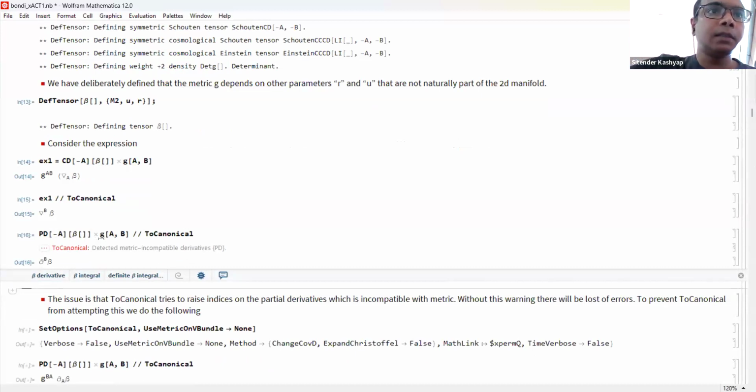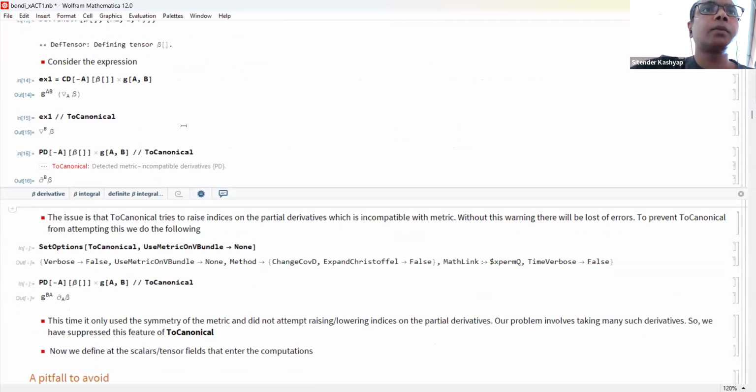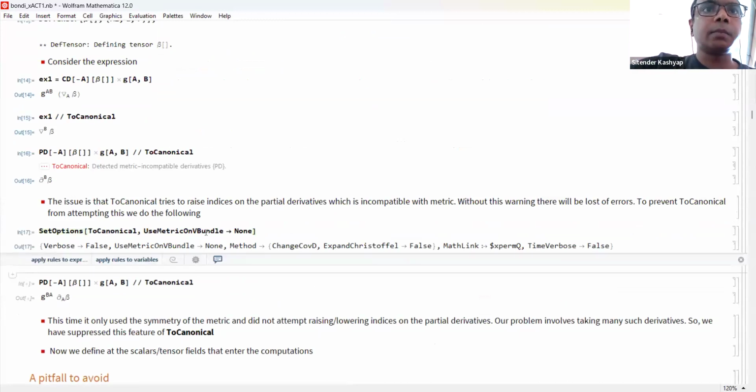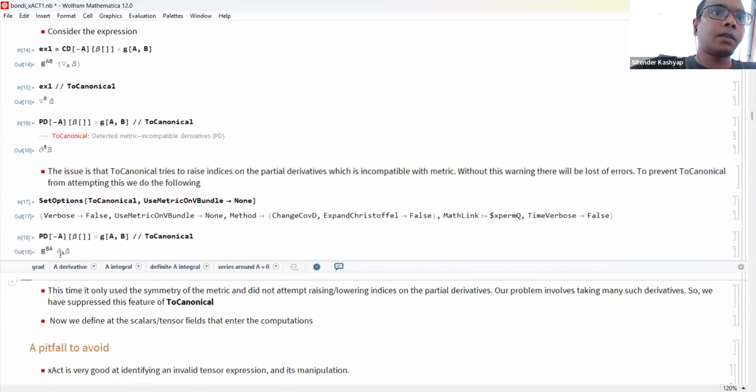So in order to prevent Mathematica or xAct from doing such a thing, what we will do is switch off one of the features of ToCanonical, and that is that it is not allowed to use the metric to raise and lower indices on derivatives or anything else. Okay. So if I enable this option, see what is happening. This time it did not complain, and it also did not raise or lower itself. So this option we will keep.